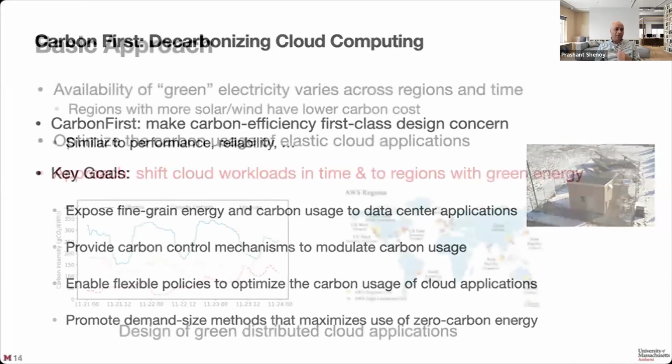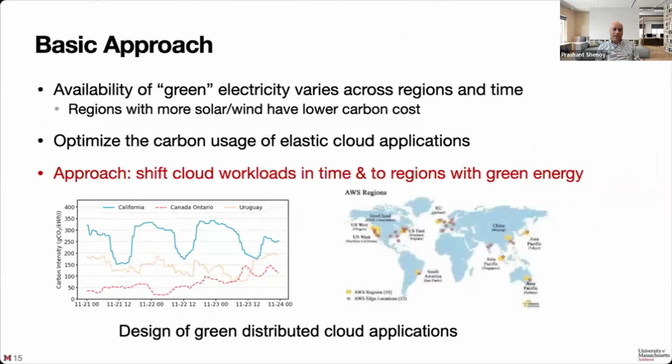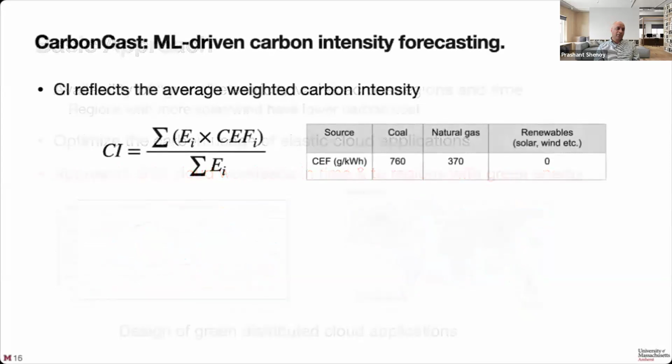So let me start with some of these ideas. I already mentioned the basic idea that CarbonFirst exploited, which is availability of green electricity over time and regions. The idea is to do what is called workload shifting. You can shift your workloads in time, not all of them, but some workloads can be shifted in time, others can be shifted across regions. And by exploiting either temporal or spatial shifting to match the variations in carbon intensity, which are again shown in this graph to the left, you can design greener cloud applications. That's really the basic approach. And now let me explain some of the details.